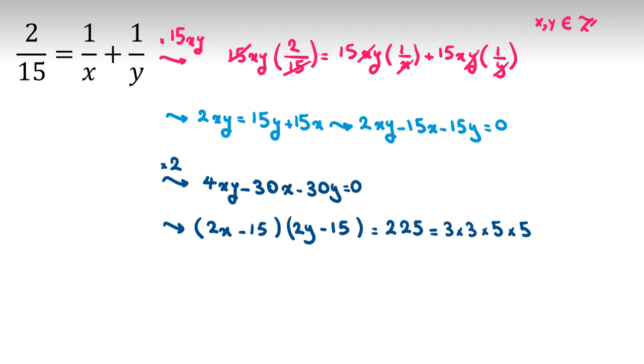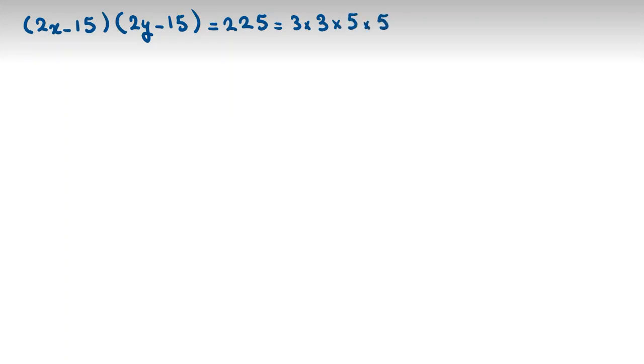Then we have lots of cases. Let me tell you something: suppose x is less than or equal to y, and then at the end we switch. Because x is less than or equal to y, this part is less than or equal to this part. And if you want to check all cases, let's write it on a new page. 2x minus 15 times 2y minus 15 equals 225, which is 3 times 3 times 5 times 5. And we know the first term is less than or equal to the second term.